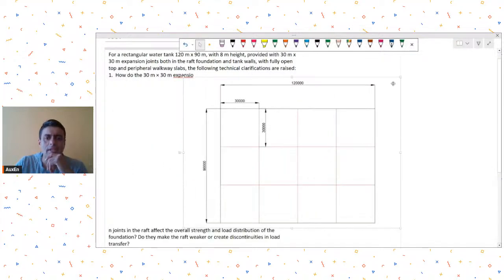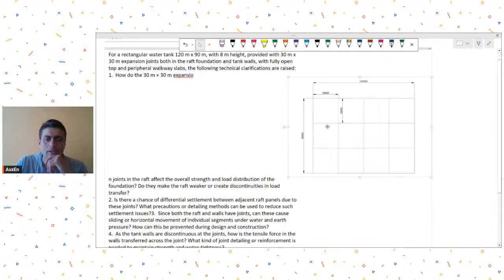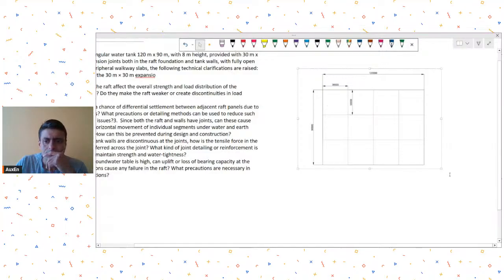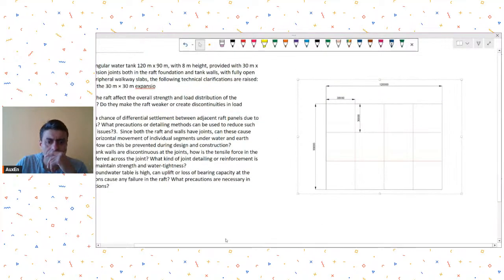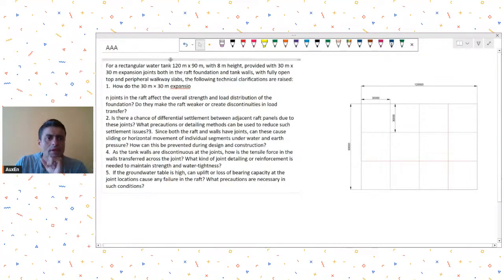So he has a tank 120 meter by 90 meter wide, so for a rectangular water tank, 120 meter into 90 meter with 8 meter height, provided with 30 meter expansion joints, both in the raft foundation and tank walls, with fully open top and peripheral walkway slabs. So I didn't understand where the expansion joint has been provided.